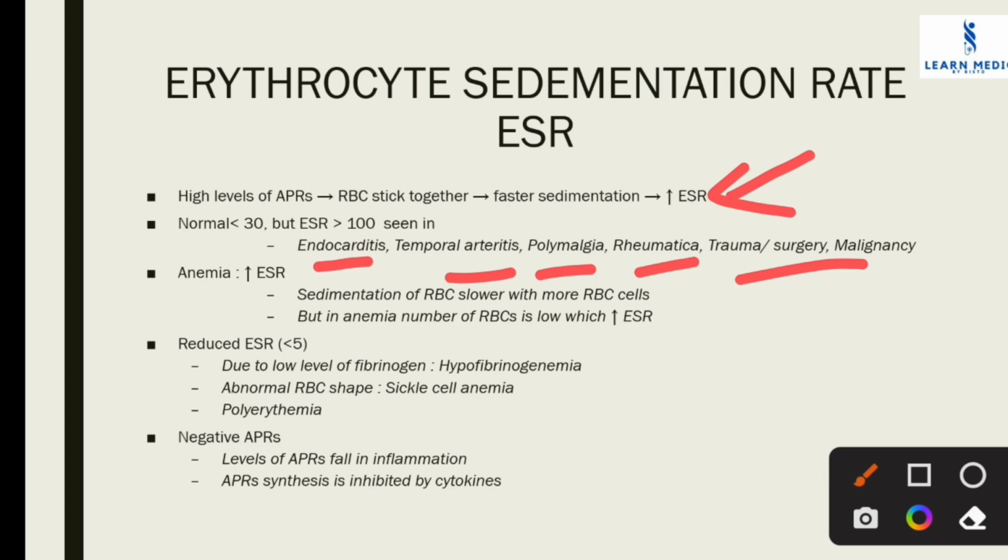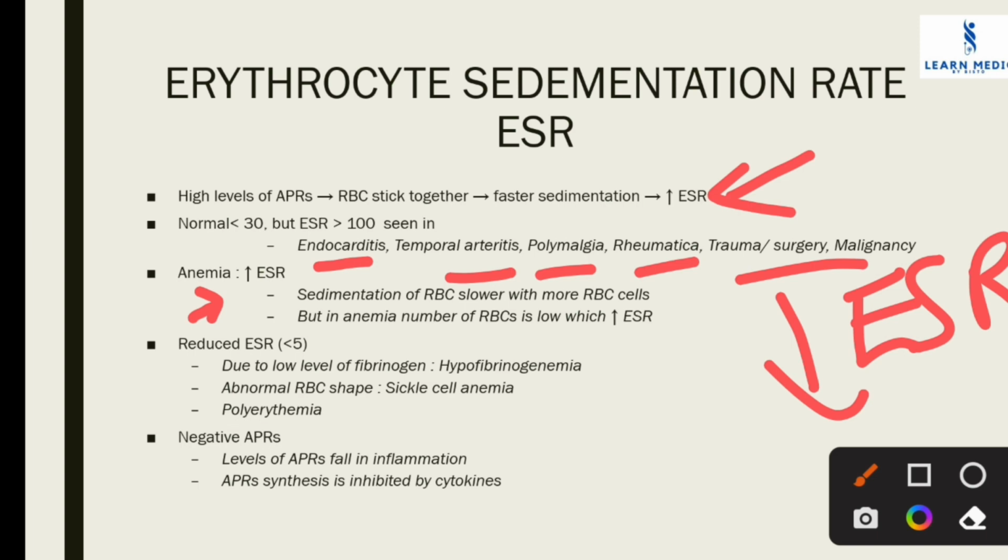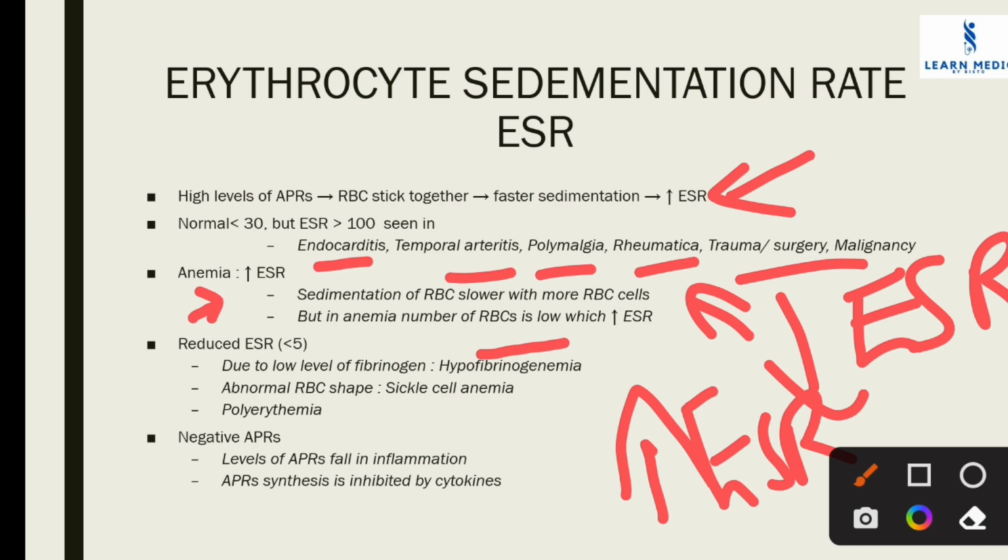or malignancy. Another thing we have to remember is that in anemia we have a higher ESR. It is because sedimentation of RBCs is lower with more RBCs. If we have more RBCs, the sedimentation rate, the ESR, goes down because it takes lots of time to sediment. But in anemia, we only have a few RBCs. So the ESR is high because it takes very little time to settle all the RBCs in the test tube. That's why in anemia we have a high ESR.